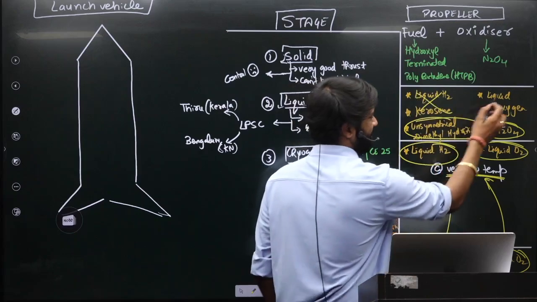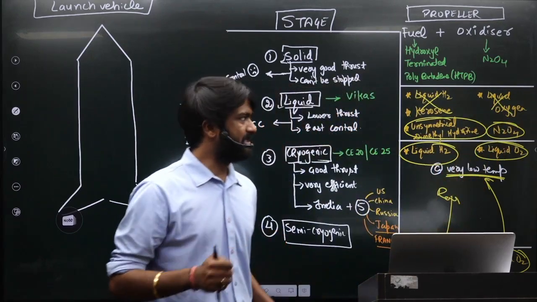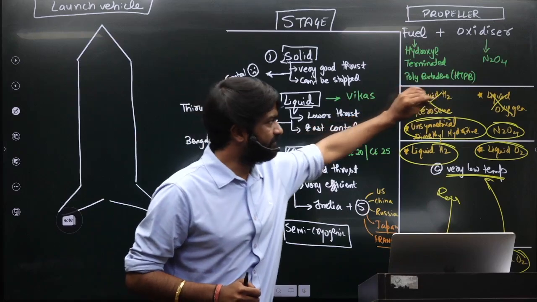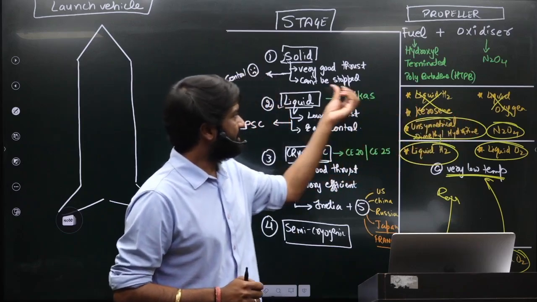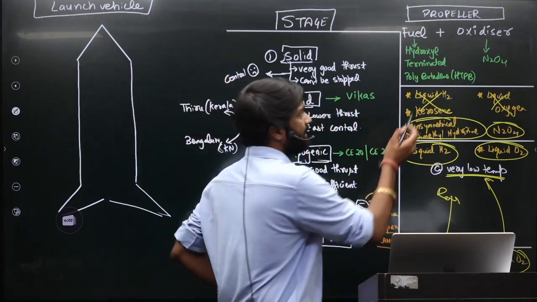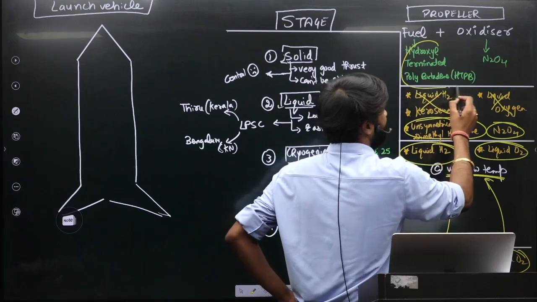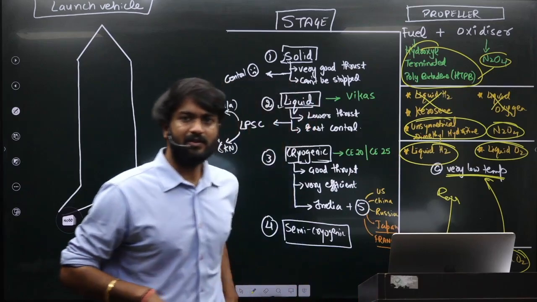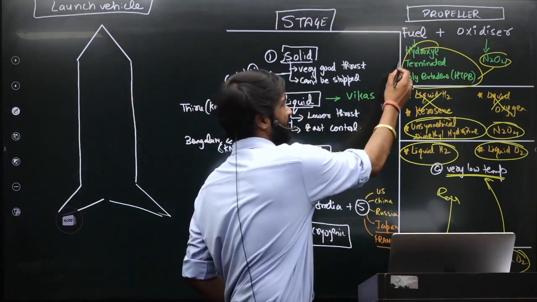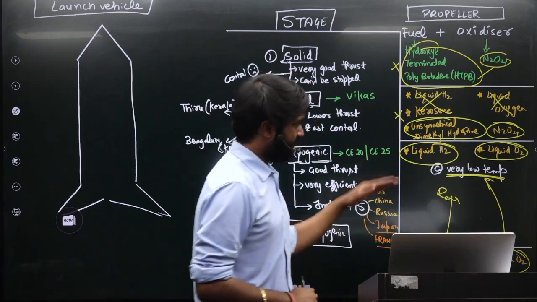Just do not remember this. Sometimes these fuels are used here also, but ignore. Just remember, UDMH and N2O4 is there in the liquid stage, and hydroxyl terminated polybutadiene with N2O4 is there in solid stage. These two are not important, you can ignore safely if you want to, but please remember these two.